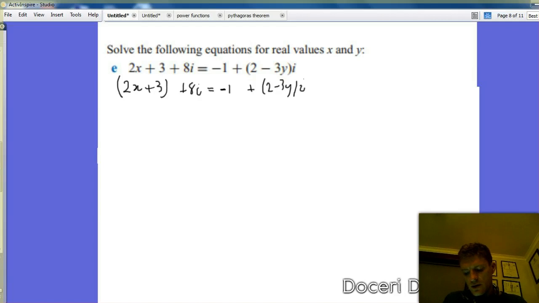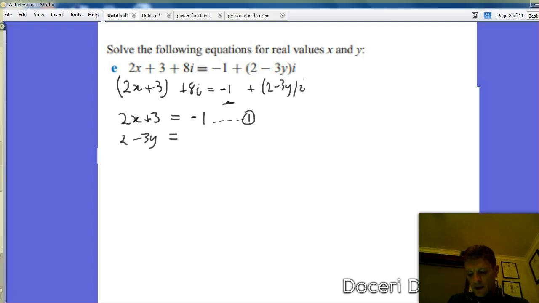So the first equation is, let's equate the real parts. 2x plus 3 on the left hand side, well, on the right hand side that's the same as negative 1, and that presents us with one equation. The second equation is now equating the imaginary parts. 2 minus 3y on the right hand side, now we're told that's the same as 8i.